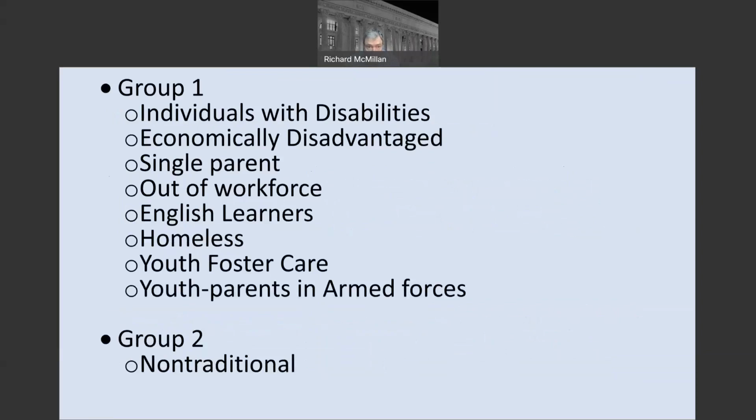Again, we're going to list the group 1 categories: individuals with disabilities, economically disadvantaged, single parent, out of workforce, English learners, homeless, youth in foster care, youth with parents in armed forces. And group 2 is non-traditional, students in non-traditional fields.